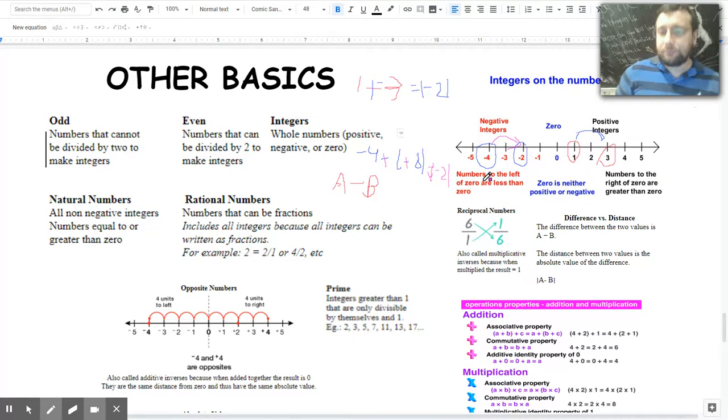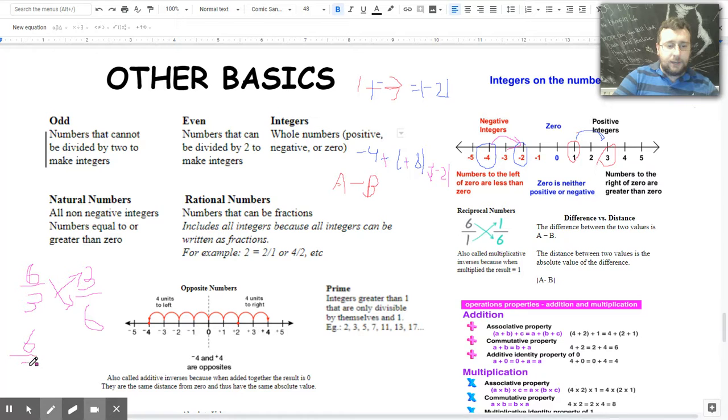So hopefully that's clear. The last key term that I want to talk about is this idea of reciprocal numbers. Reciprocal numbers are numbers which are kind of inverse of each other. So like here you see 6 over 1 is the inverse of 1 over 6. Another example of that is, let's see, 6 over 3 would be the inverse of 3 over 6. And another word for that is reciprocals. Now, the cool thing about reciprocals is that they're also called multiplicative inverses because when you multiply them by each other, your answer is 1.